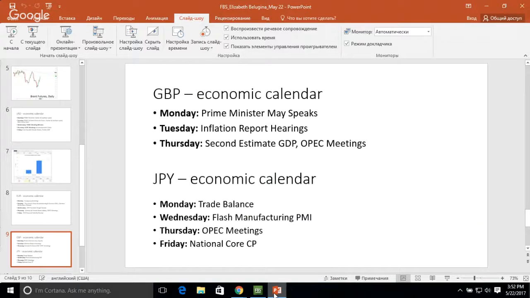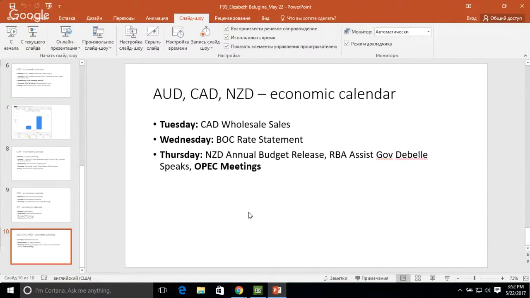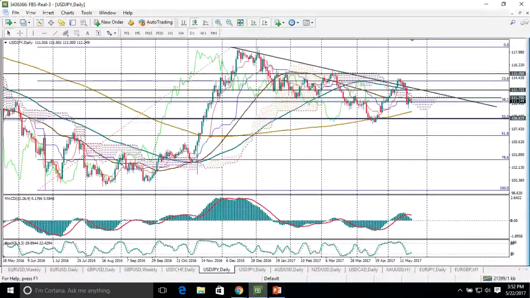Let's quickly check the calendar for our commodity currencies: Australian dollar, Canadian and New Zealand dollar. Pay attention to the Bank of Canada's meeting on Wednesday. I think this is the most important thing in terms of events in these economies, and also certainly the Organization of Petroleum Exporting Countries meeting on Thursday. And let's have a quick overview.